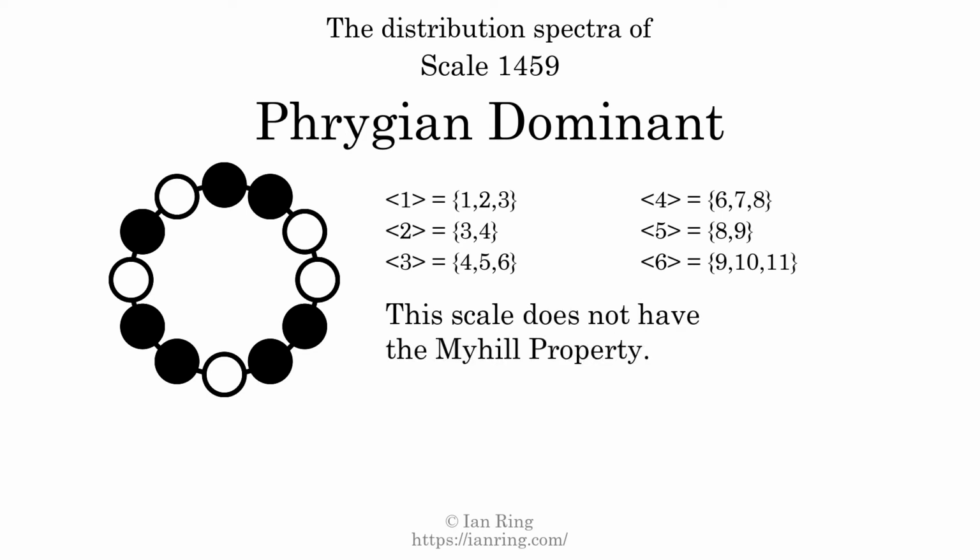If every spectrum has exactly 2 specific intervals, we call that the Myhill property. This scale does not have the Myhill property. Since the generic interval ranges do not overlap, this scale is proper, but it is not strictly proper because some specific intervals appear in more than one spectrum.